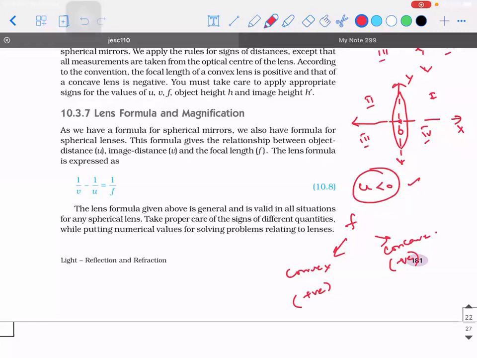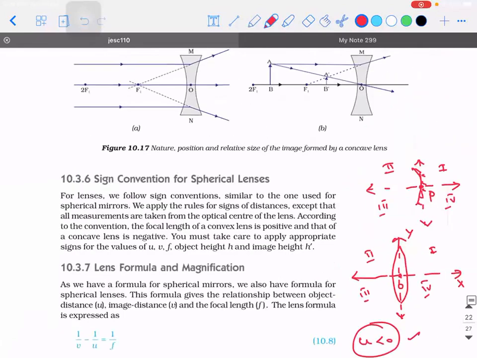Because, see, I have a question in my mind. Let me put this question. You people think and tell me the answer. With respect to a mirror, how many foci do I have? We have only one, right? With respect to concave and convex mirror, there is only one focus and one center of curvature. Now, with respect to a lens, you have two, no?